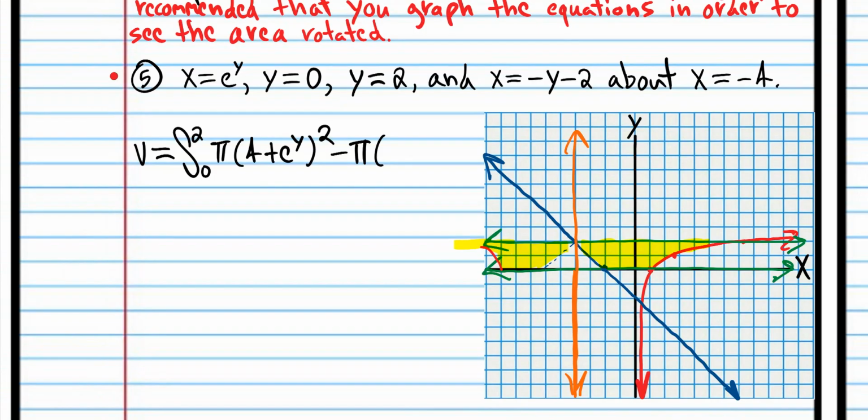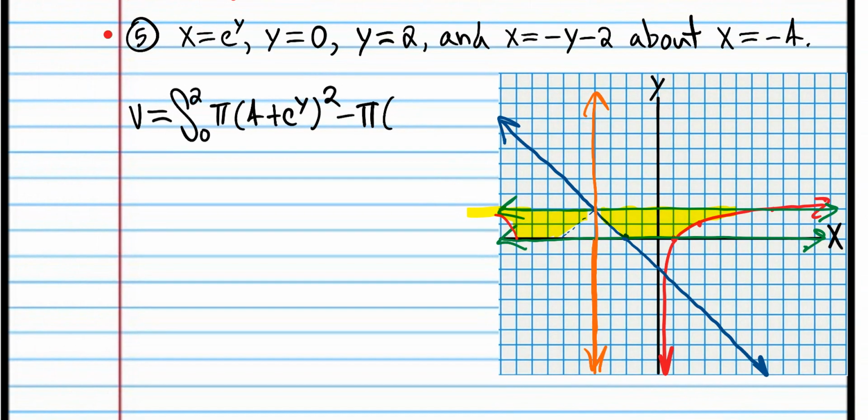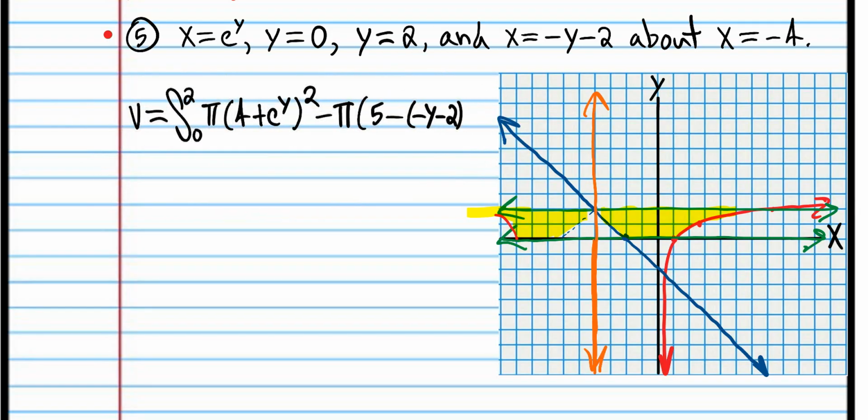Okay, so now the inner circles, they have a radius that's equal to this distance. What in the world would that be? Well, that's going to be 5 minus whatever the x value of this graph is, and that x value is going to be -y minus 2. So that is not easy to figure out. Not easy at all.